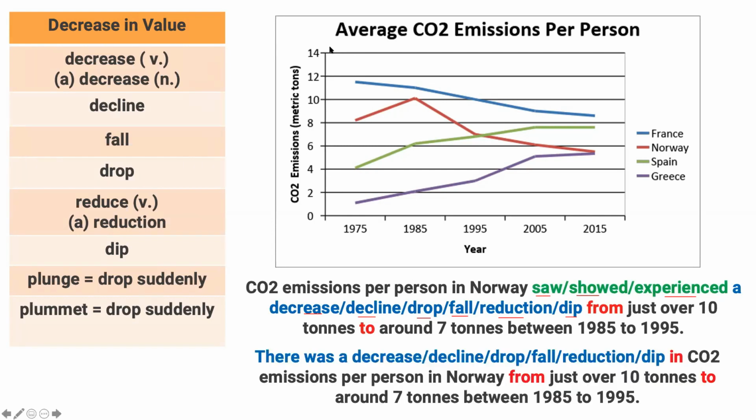And we can really do without those 3 verbs that we see here by using was. So there was a decrease, decline, drop, fall, or reduction, or dip in CO2 emissions, and of course we have our from and to. So just make sure you're well aware that these two things are very similar. You're just changing the way you use verbs and nouns.